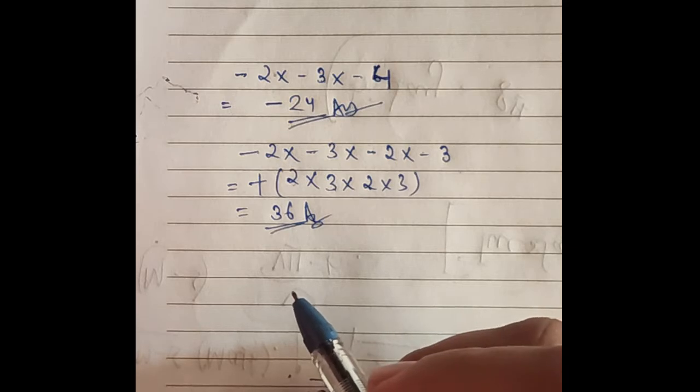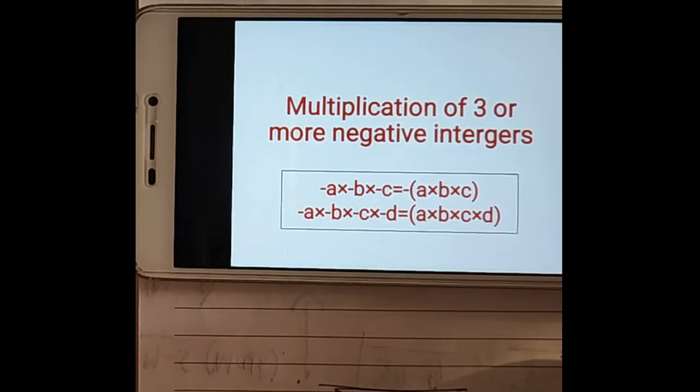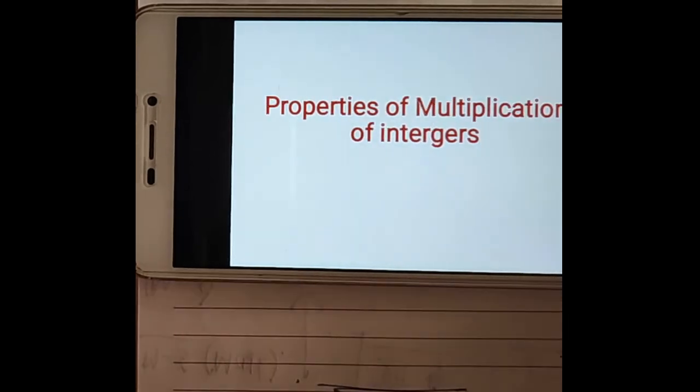So I hope you are clear with this. With this we are over with the multiplication of 3 or more negative integers. If you are still having a problem, pause the video, rewind it, and try to see the explanation. Okay, moving on to the next.